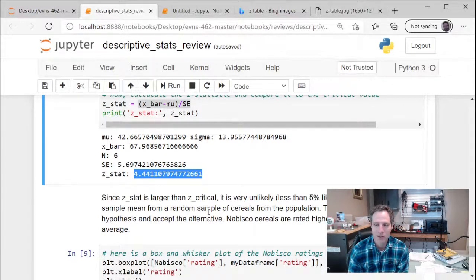All right, so we reject the null that Nabisco cereals are as good as all the rest and accept the alternative. Moreover, we can add a little bit of interpretation. Our z-score is positive, so that means that Nabisco cereals are not only different than the population when it comes to quality score, they're better than the population. All right.